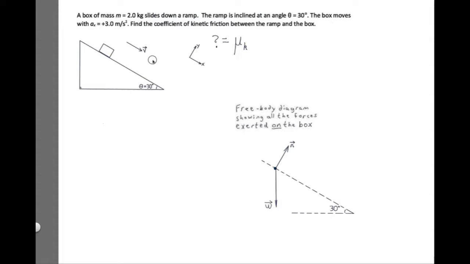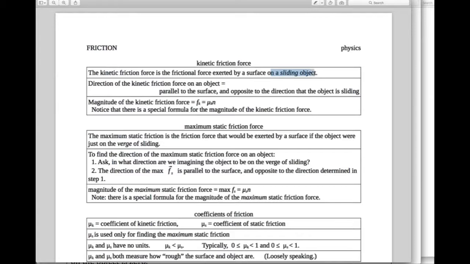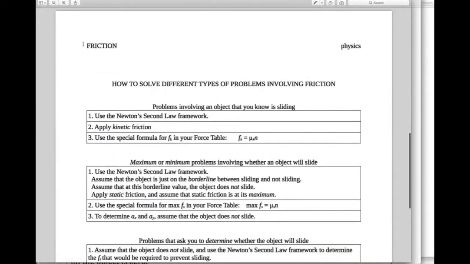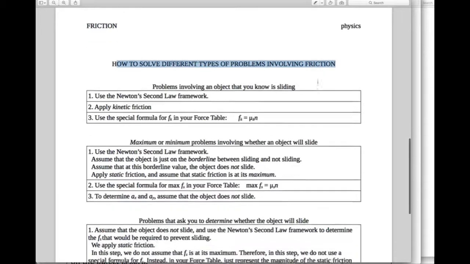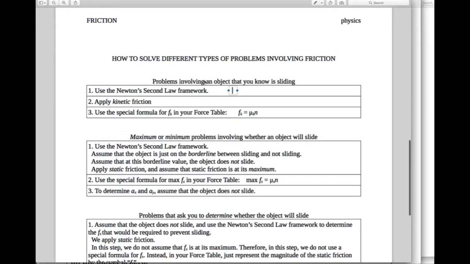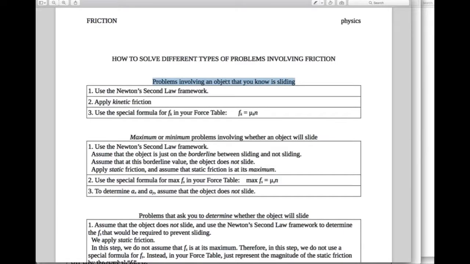So we know that this object is sliding, and because we know that the object is sliding, we know that we should apply kinetic friction rather than static friction. If we take a look at page 2 of our friction handout, different types of problems about friction, we can see that this problem looks like it's going to be this first type. It looks like we're working on a problem that involves an object that we know is sliding. So we expect to use the Newton's second law framework and apply kinetic friction in this case.